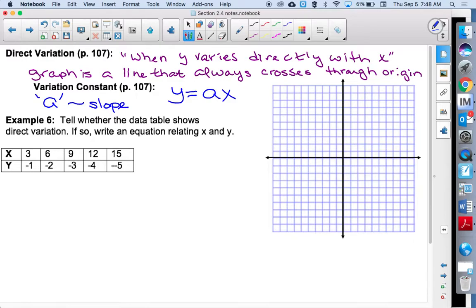graph rises or falls. So in example 6, it wants us to decide if the data in the table shows a direct variation. And then it says, if so, write an equation relating x and y. There are two different ways we can do this. The first way we can do it is, obviously, got a little graph over here, is by graphing. And then seeing if the graph rises or falls at the same rate.